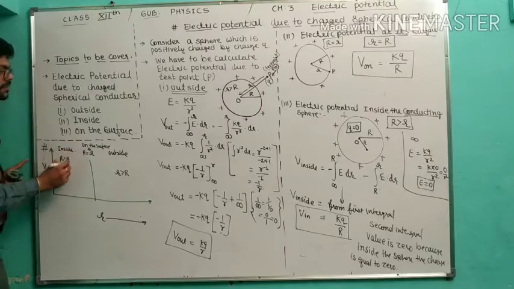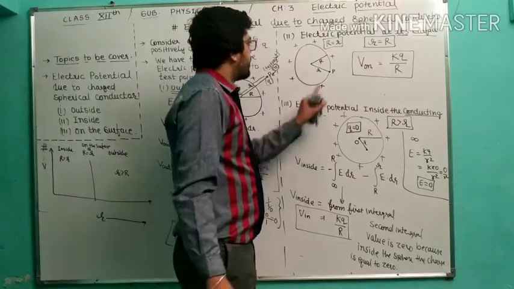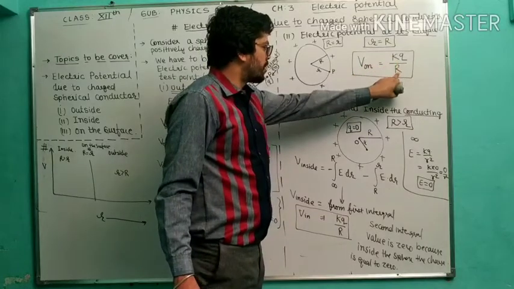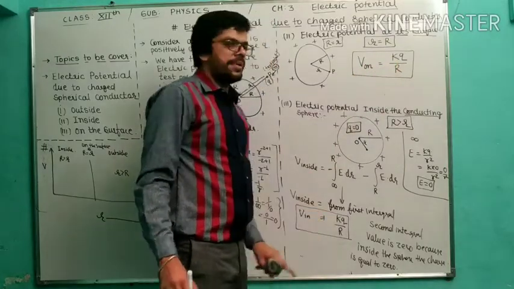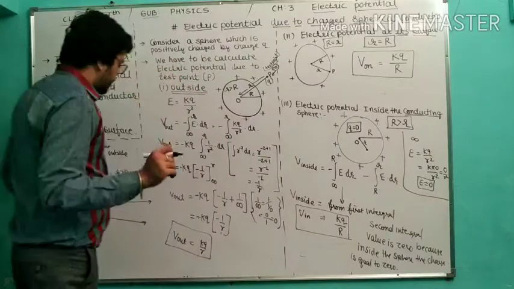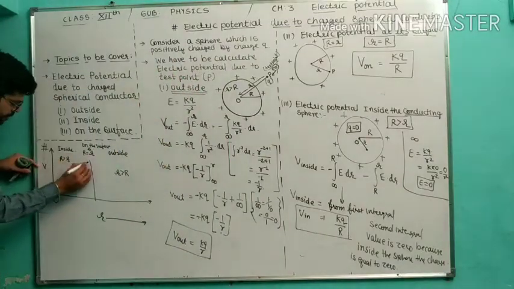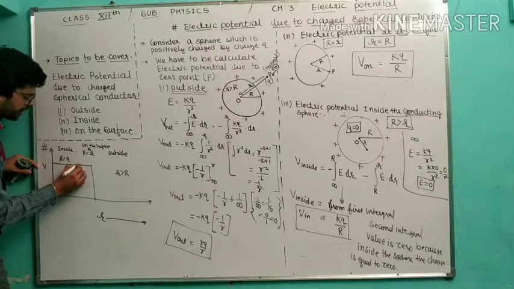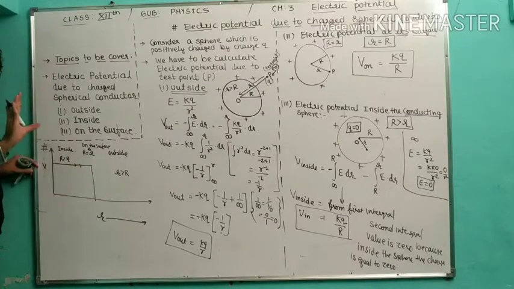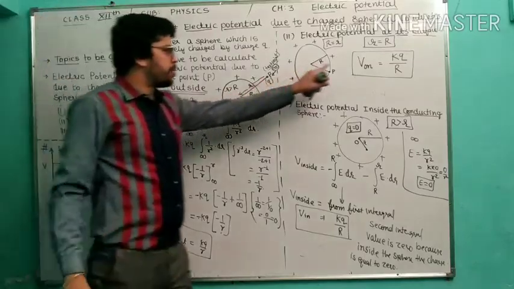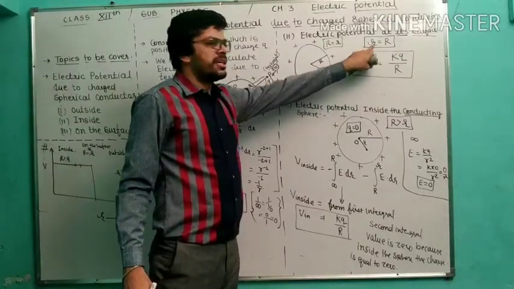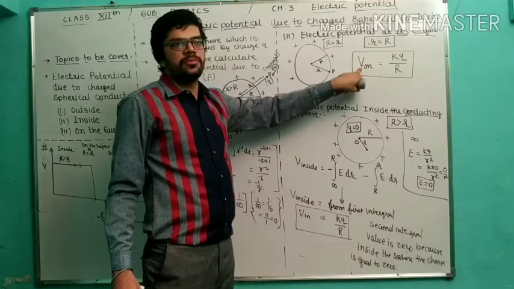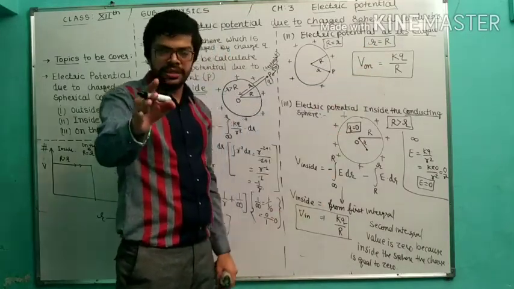So we can see inside and on the surface the value of the electric potential is the same, kq upon capital R. There is no change, so the graph will be constant here. The graph being constant means we got the maximum value here. There is no change in electric potential because electric potential does not depend on the imaginary radius. If this small r changes, then we can say that electric potential is going to change. How can I say that?